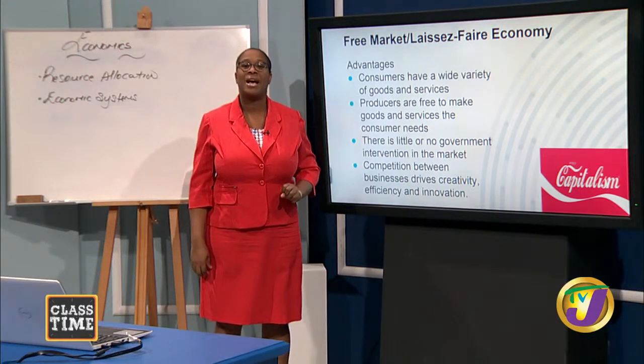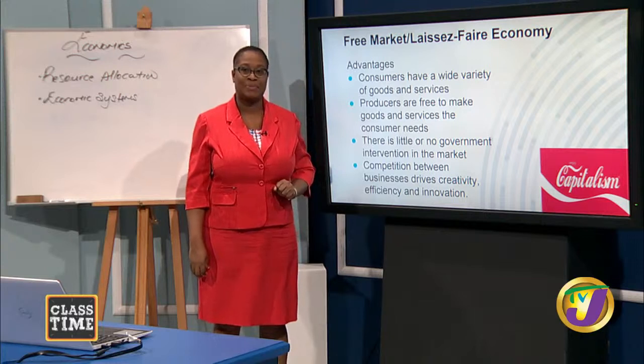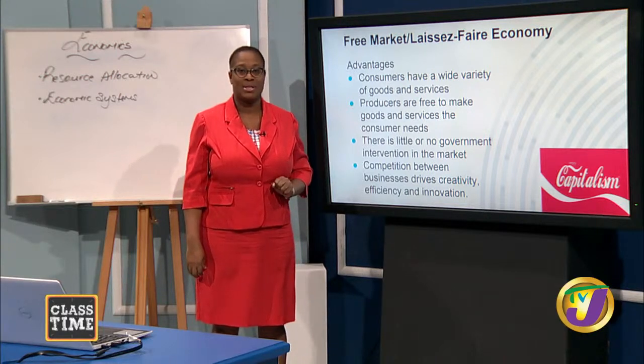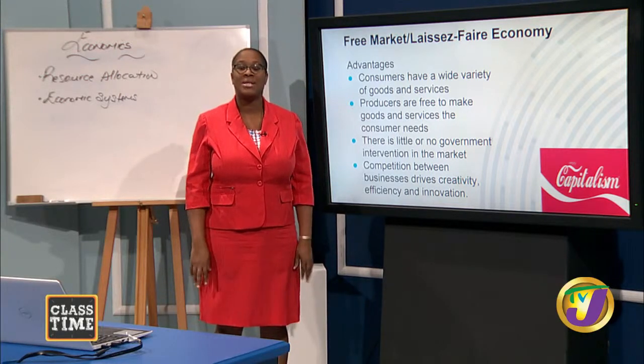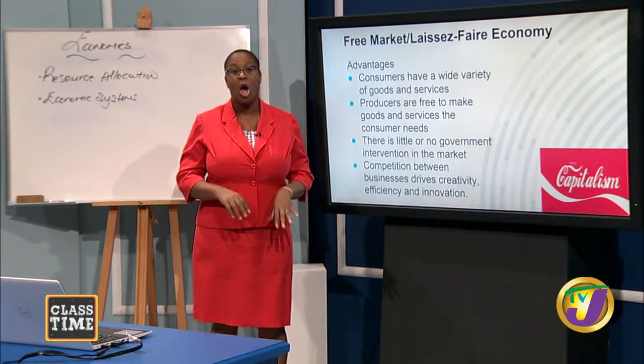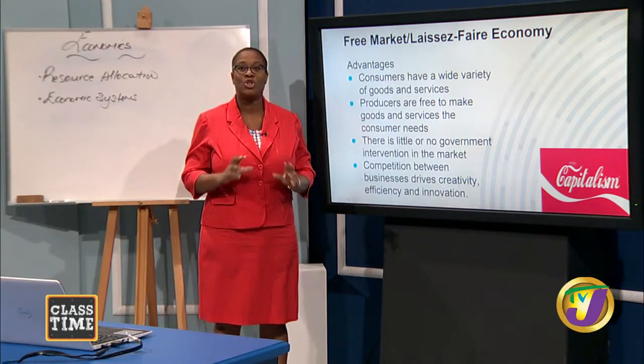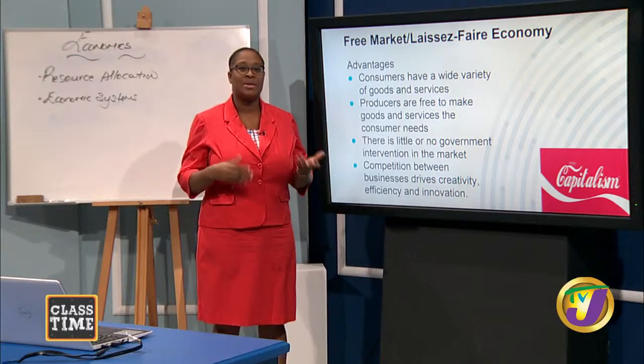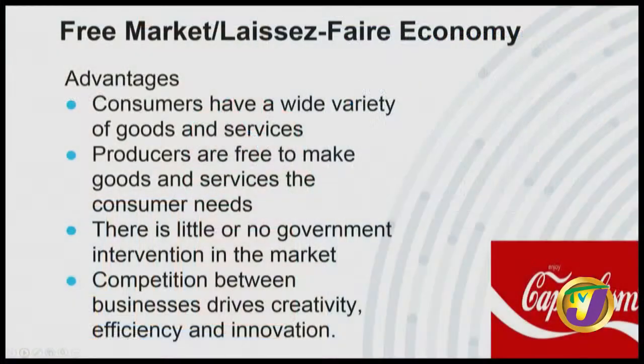So let's look at the advantages of this system. And the first one is that consumers have a wide variety of goods and services to choose from. So, I mean, let us look, for example, at toothpaste. Some persons probably like Colgate versus another brand, or who want the baking soda to whiten the teeth, all kinds of things. They have choices.